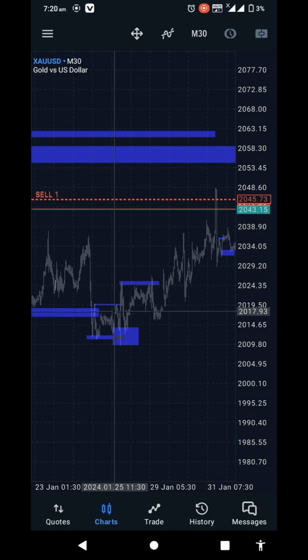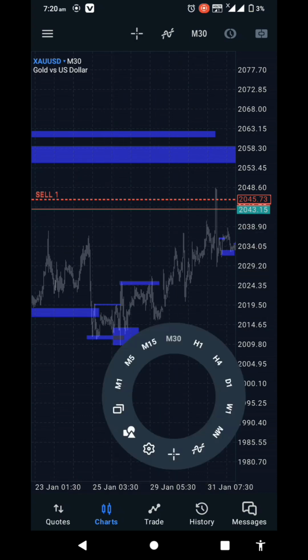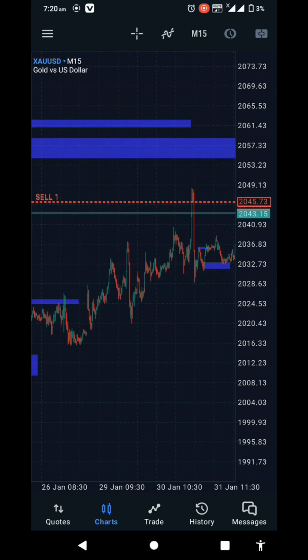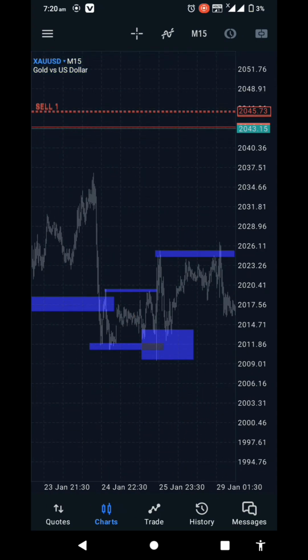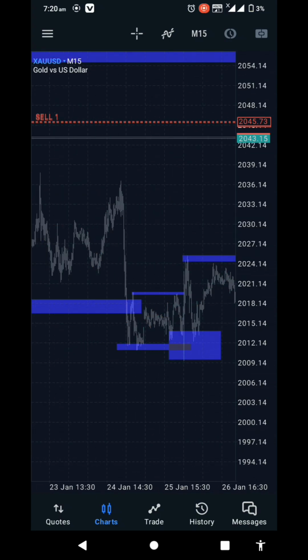But what I did was I came to a smaller time frame, the 15 minutes time frame. When I came to the 15 minutes time frame, I saw that here becomes my lower low and here becomes my higher high. Now it's pushed down again. Here becomes my lower low and here becomes my higher high. Then it continued, and as it continued, it failed to break this lower low.